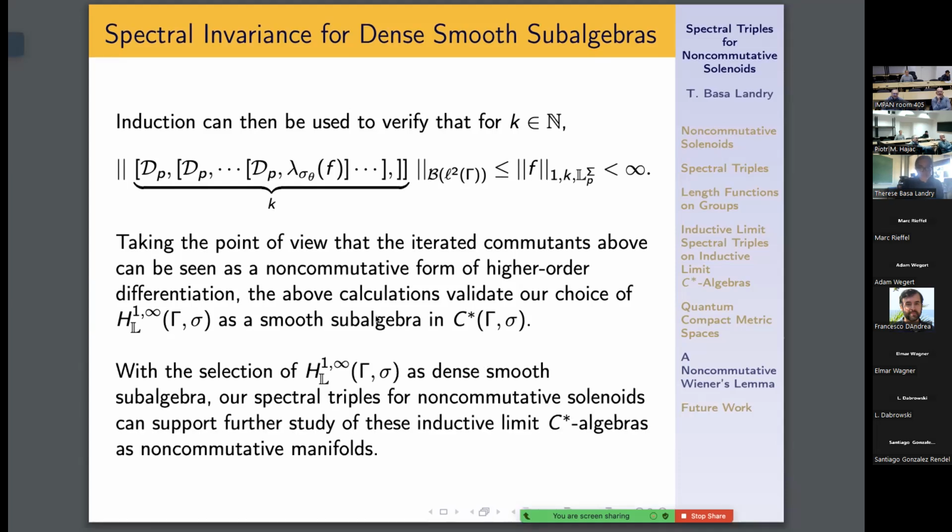Sorry, I'm confused. Why do you call it commutants, not commutators? Commutators, iterated commutators. Yeah, I don't know why I put that. I should have put commutators. Okay.